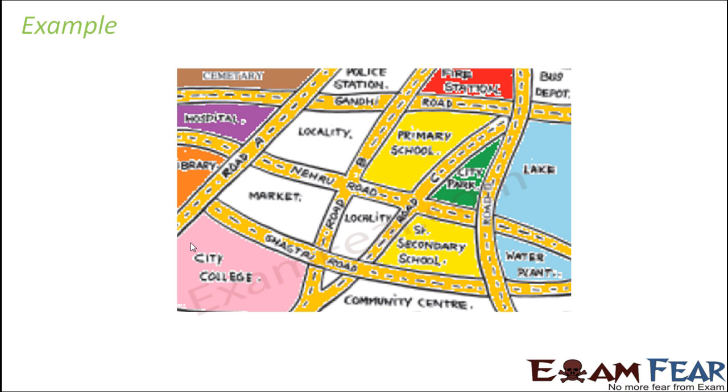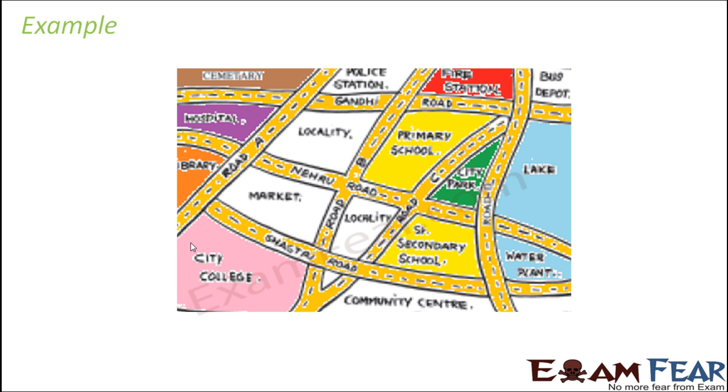Let us look at this example. So here we see a map, and this is how a map is generally drawn, where in this case especially, we have labeled the places like city, college, community center, water plant, lake, city park, primary school and so on. And we have marked them with different colors, like all the schools are in yellow, all the water bodies are in blue. So that's how we have marked them with different colors.